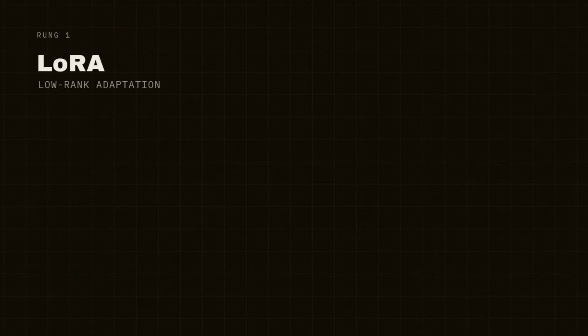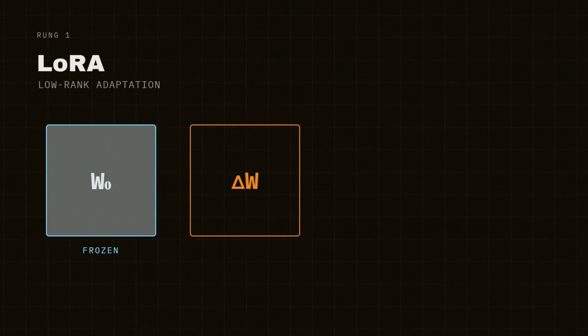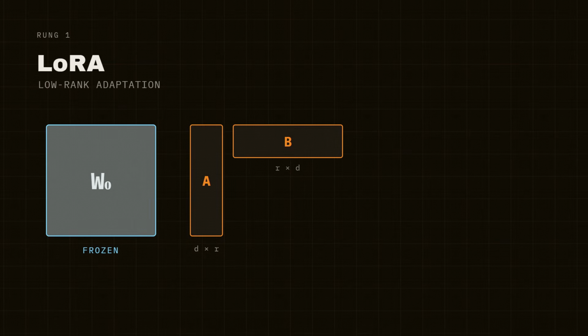That's LoRA, low rank adaptation. Freeze the original weights, every one of them. Instead of updating W0, you learn a separate small update and add it on top. The trick is how that update gets stored. Normally, it's a full matrix, same shape as the original, no savings at all.